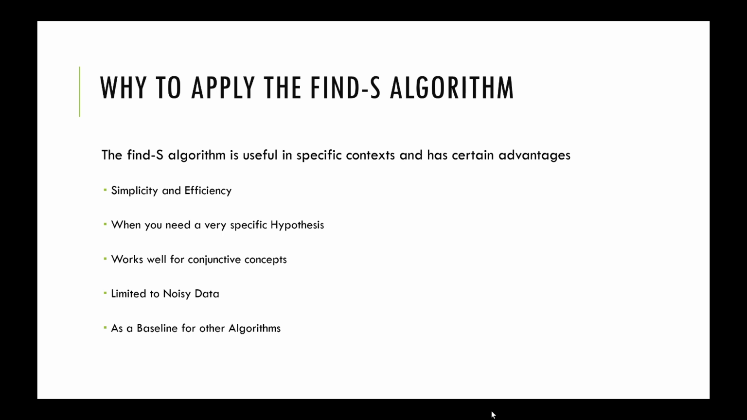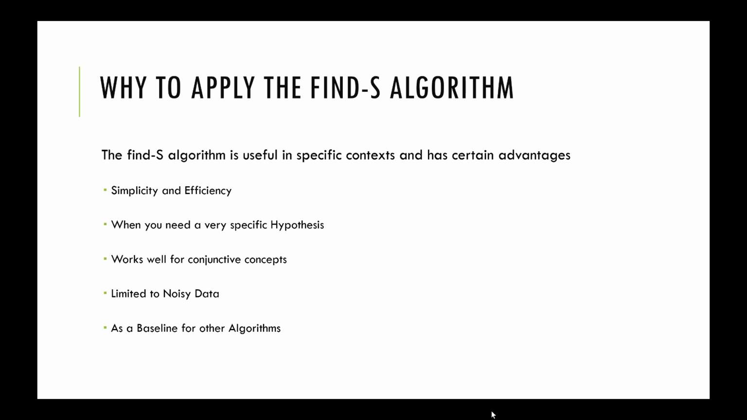When you need a very specific hypothesis, that means when you need to learn a more specific concept that describes the positive records or examples. This can be useful in applications where a clear, specific rule for the positive class is desired. Clear?